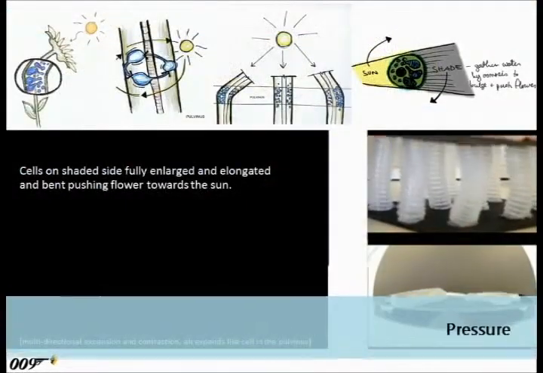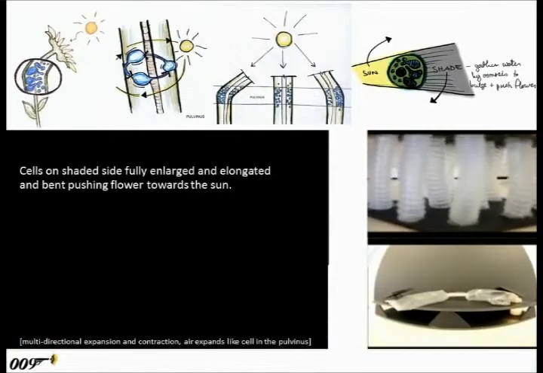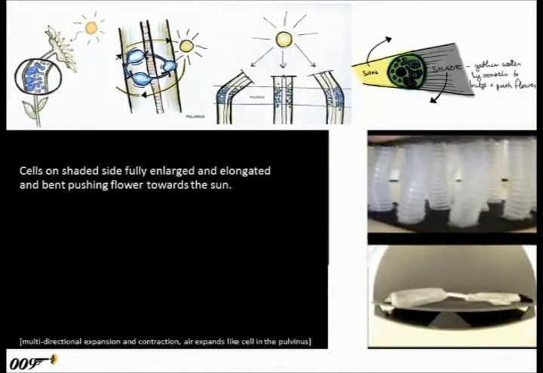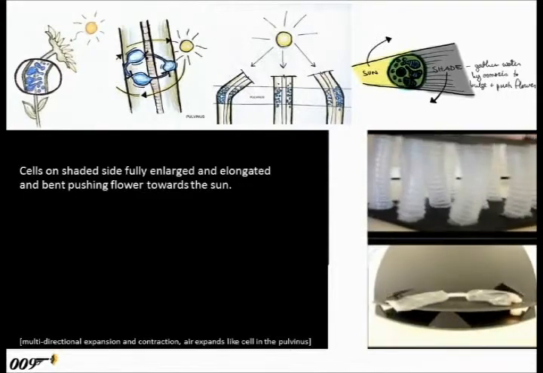This fluid movement causes turgor pressure, resulting in expansion and elongation of the pulvinus. An elongated, expanded, flexible side exerts pressure on the sun-exposed rigid side, producing a pushing pressure towards the sun.